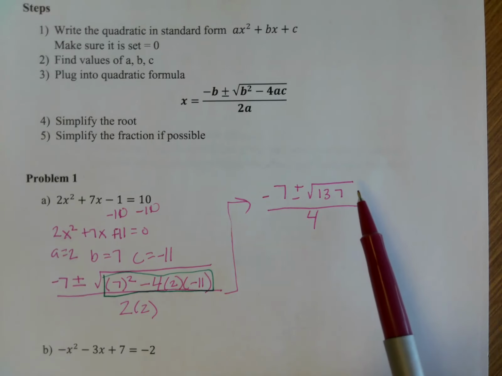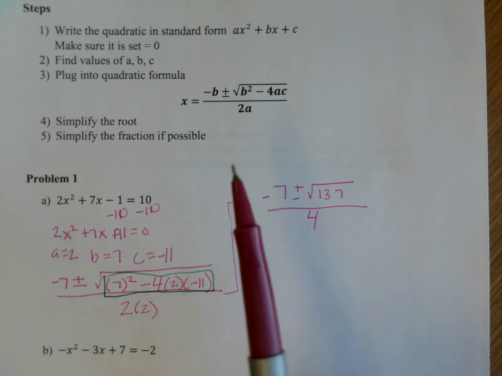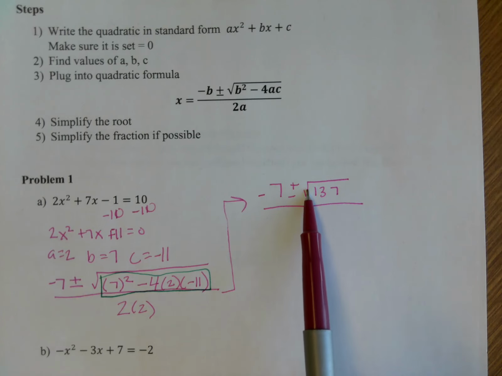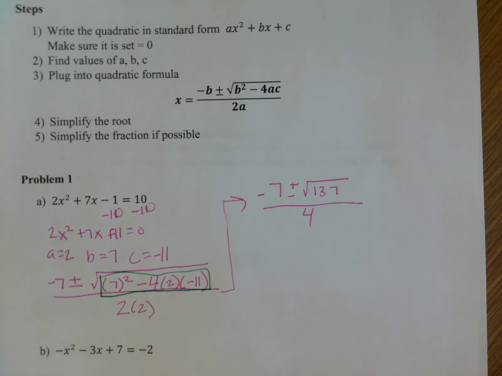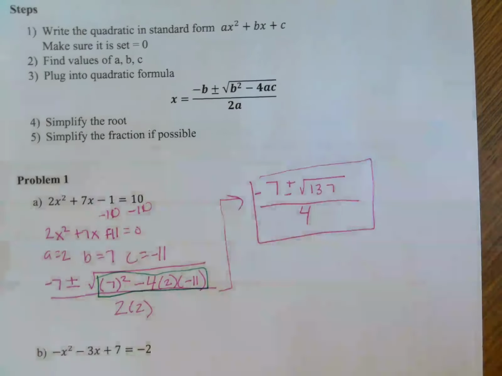Now at this point, you want to see if you can simplify this root. That's my fourth step, is to see if you can simplify this root. However, this is a prime number. So that's my final answer. This right here is my final answer because I cannot simplify the root at all.